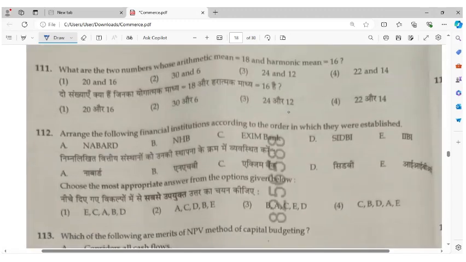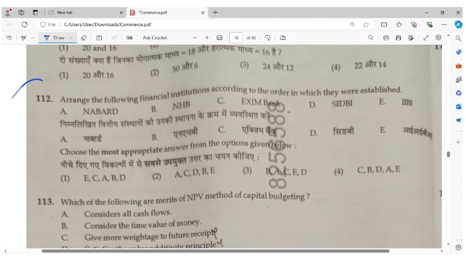Now, what are the two numbers whose arithmetic mean is 18 and the harmonic mean is 16? So what are these two numbers we have to calculate. So the option number C is over here, that is 24 and 12 is right over here.